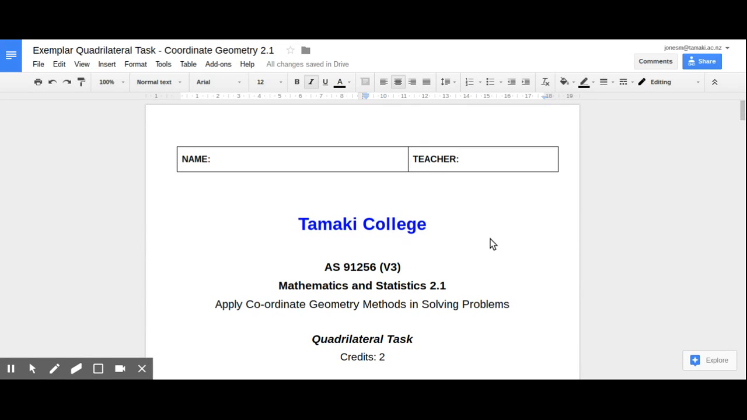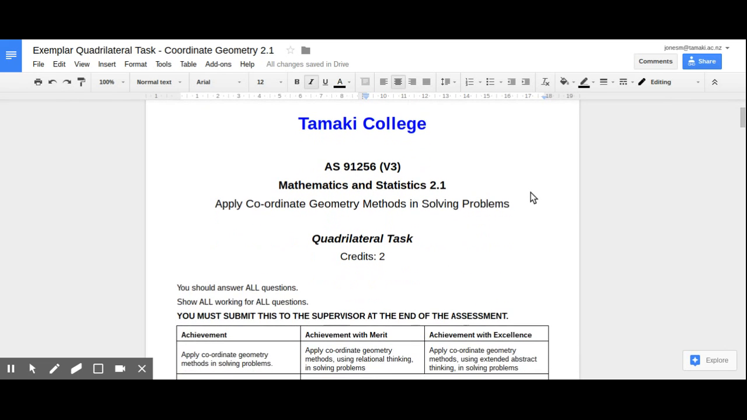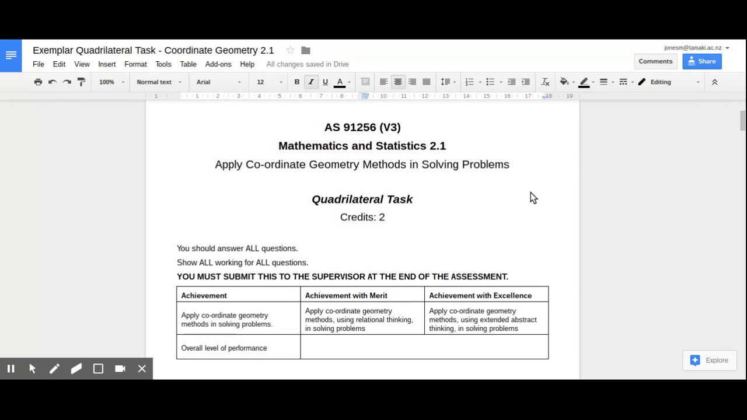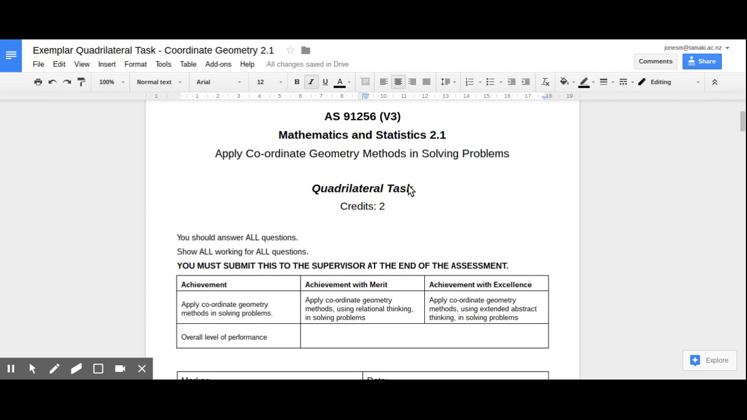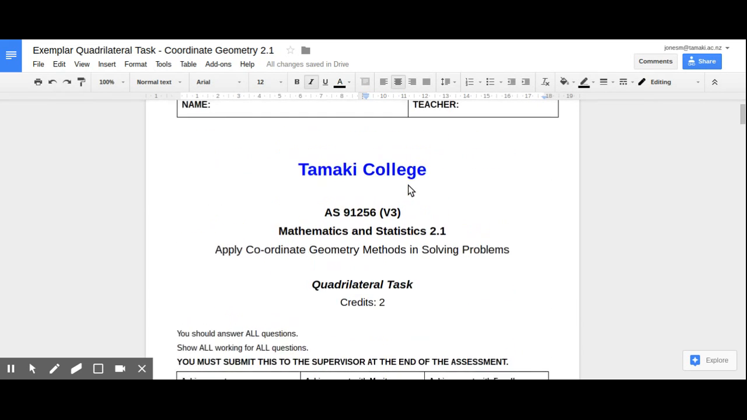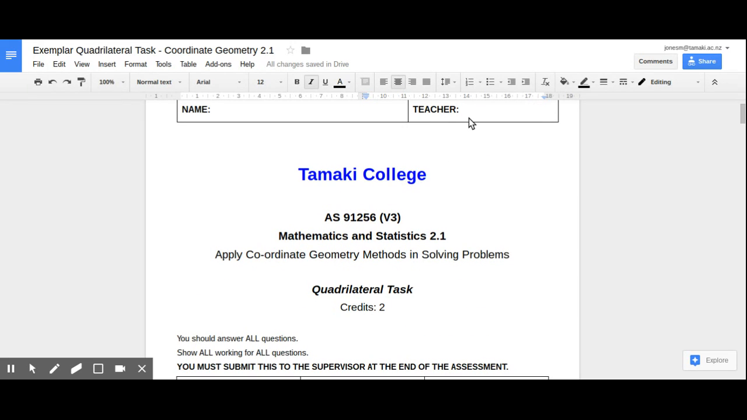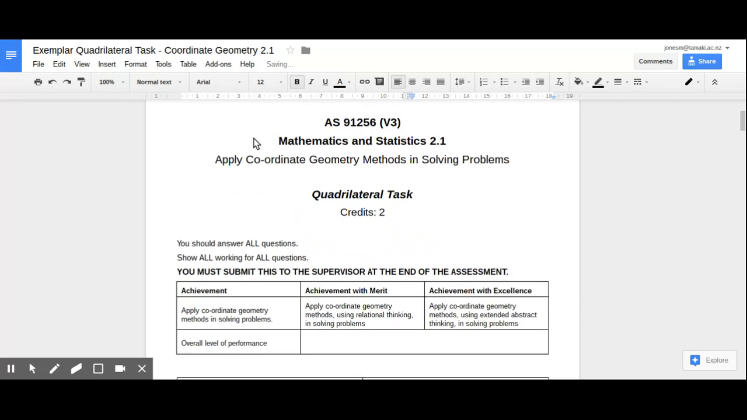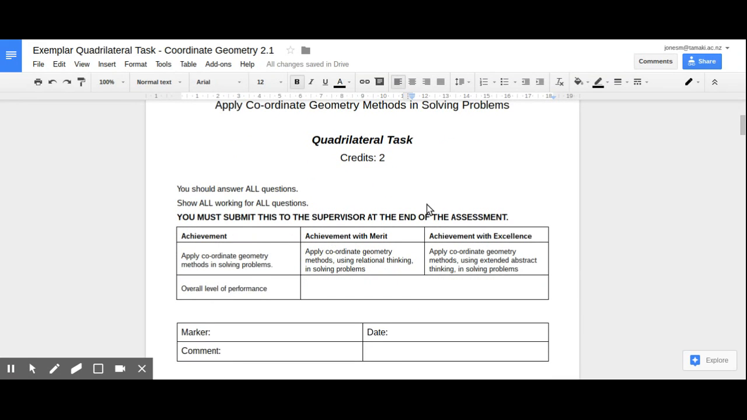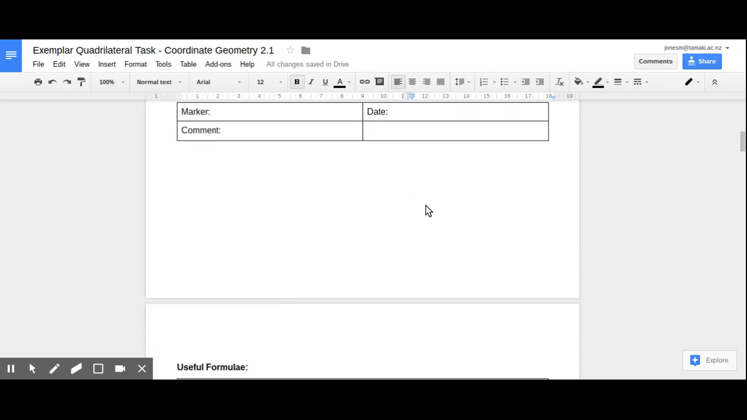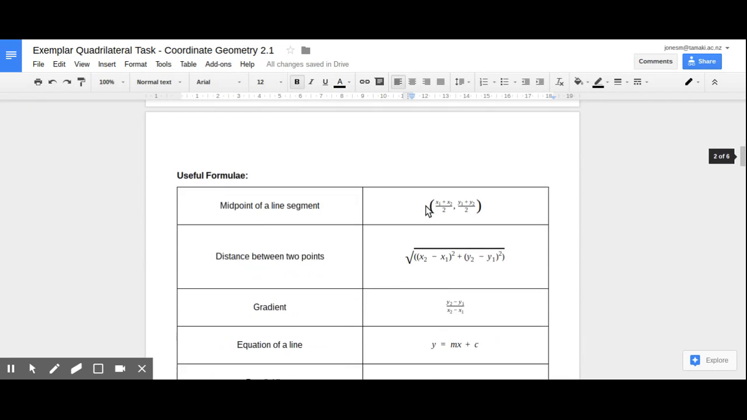We are looking at the practice internal. So let's have a look. Okay, so during the quadrilateral task, 2 credits, the first thing you do is fill in your name and your teacher. So for me, you could just put JS. Alright, so this is what's going to get filled in after your practice internal has been marked.